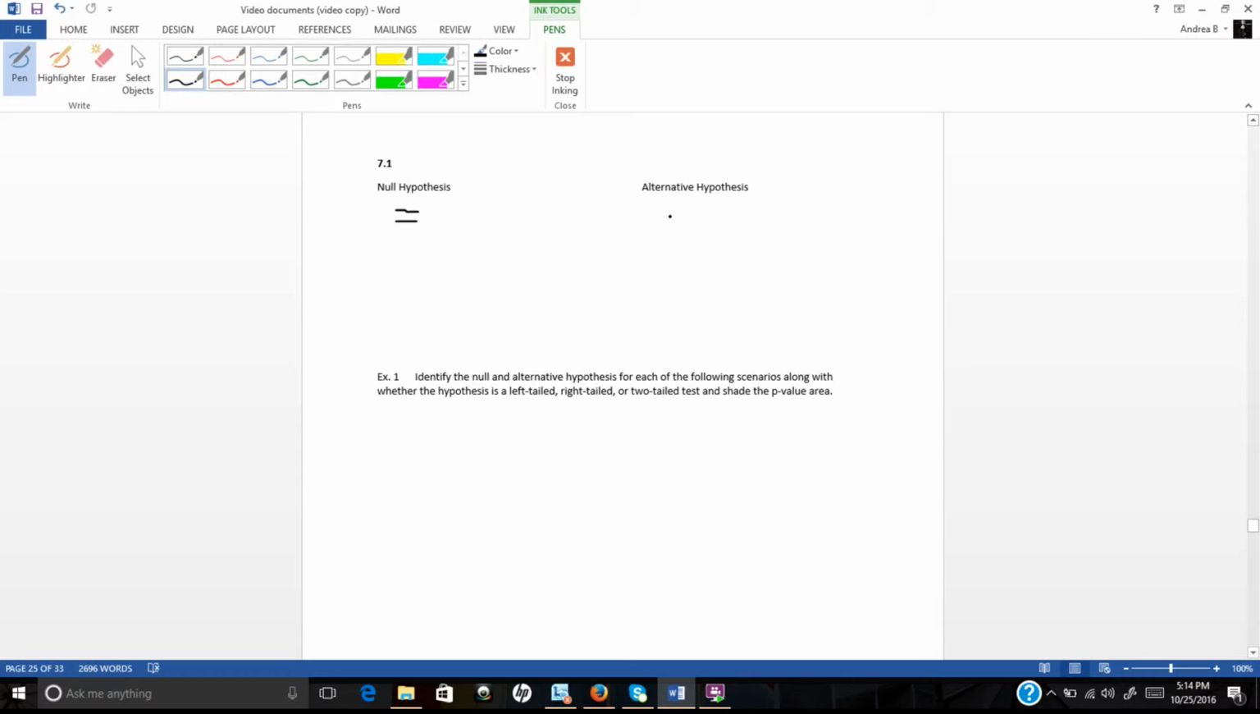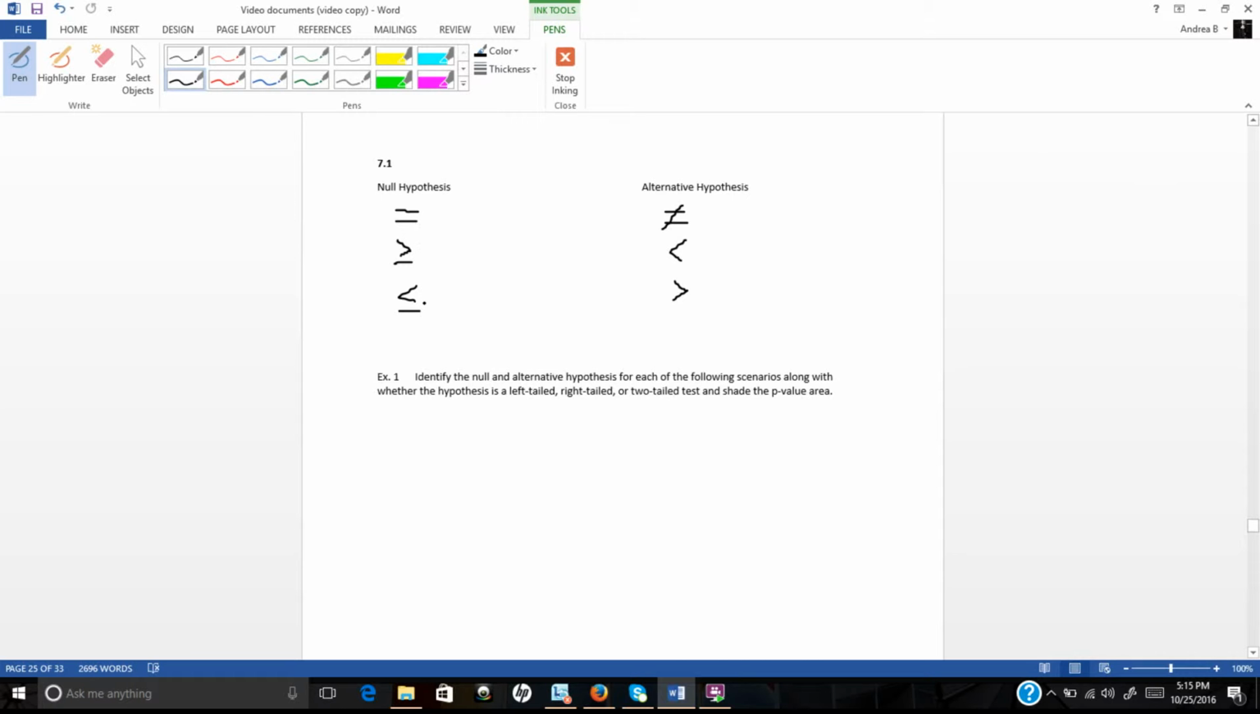Then the related symbol for the alternative statement would be not equal to. So they're going to be opposites of each other. If the null is equal to, the alternative is not equal to. And the null will always have an equal to part. So for instance, if it's a greater than or equal to, then the alternative would be less than. Or if it's a less than or equal to, then the alternative would be a greater than statement.